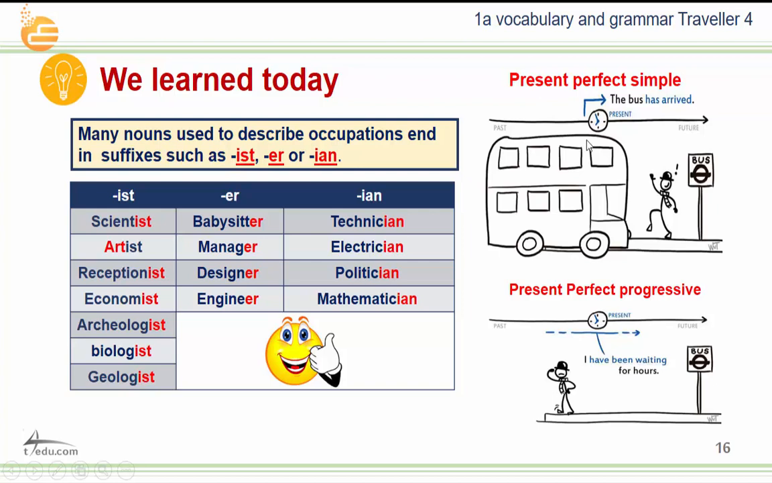We talked about when we should use them, and we had some examples. Also, we talked about present perfect progressive, when we should use it, and we had some examples.